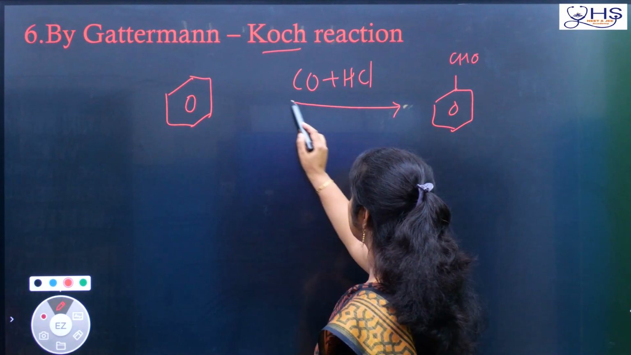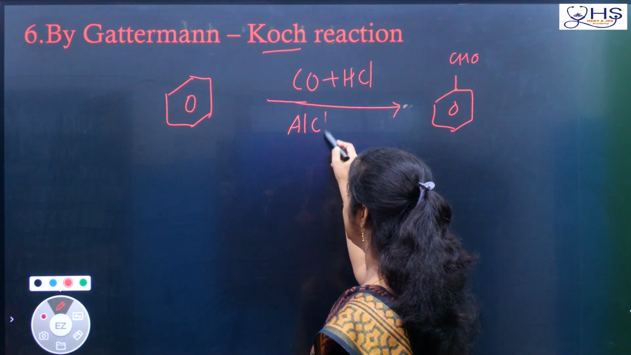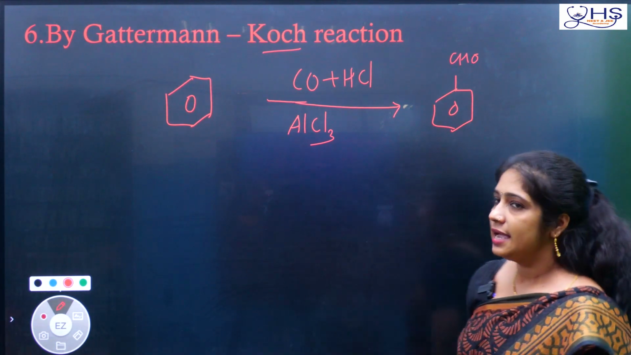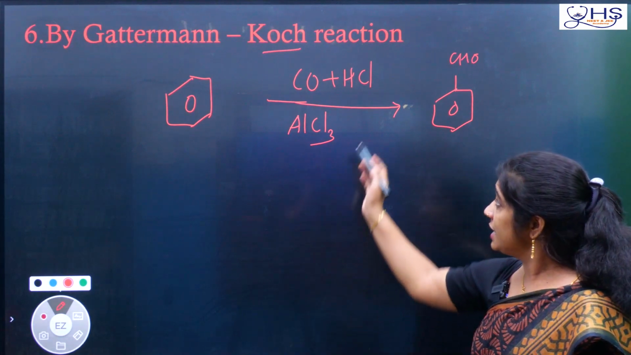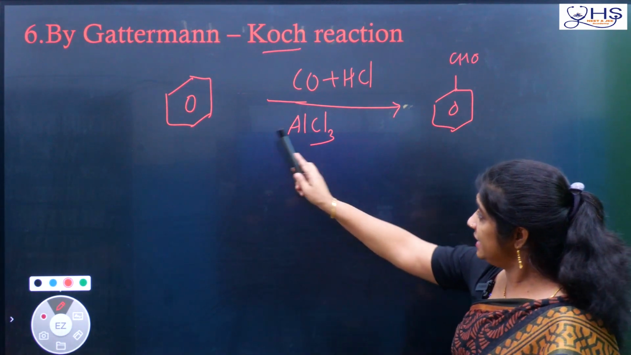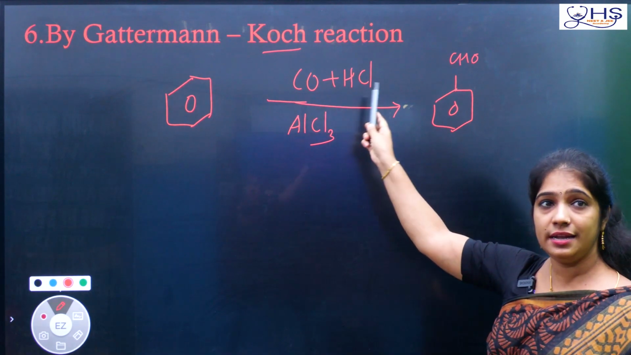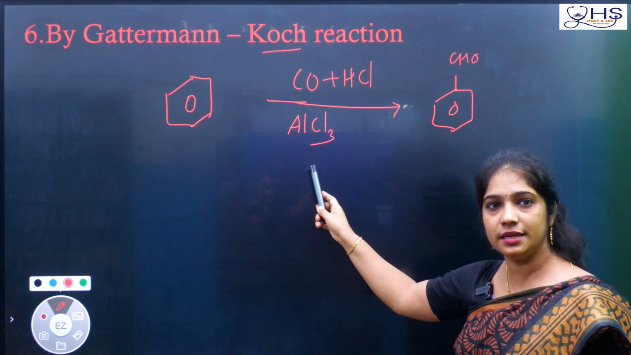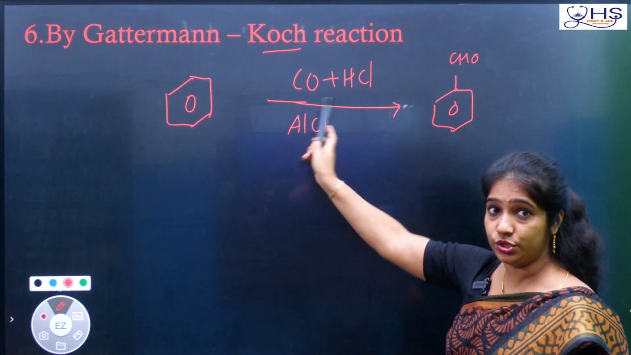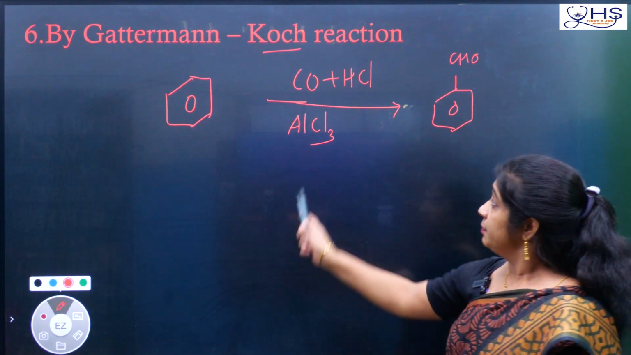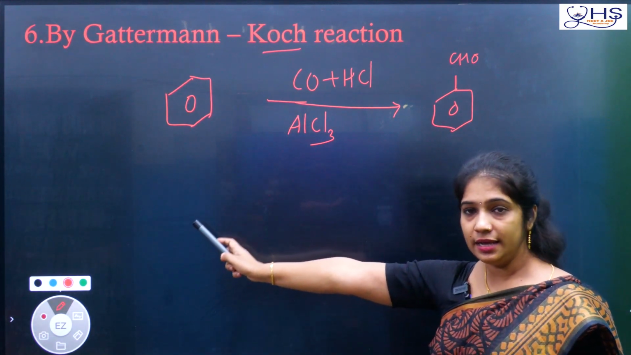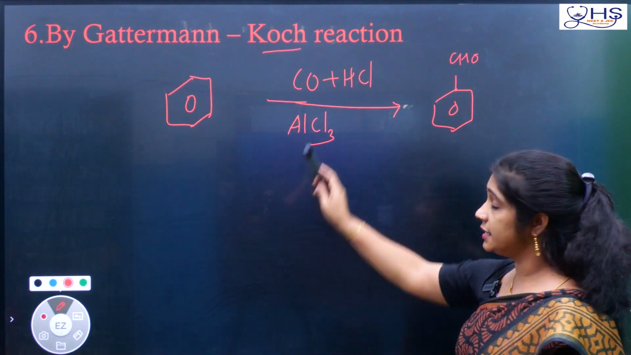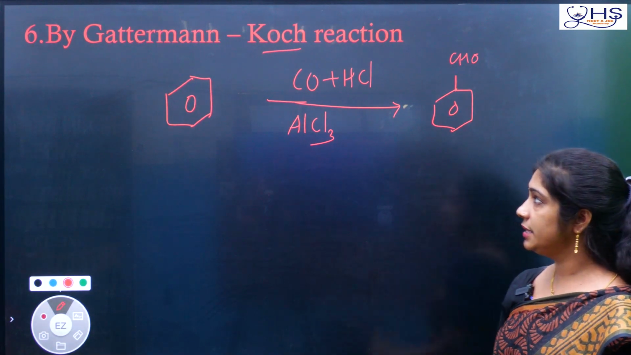What is this? Carbon monoxide and HCl in the presence of catalysts like AlCl3 or CuCl. Copper chloride also you can take, or you can take AlCl3. So what is this reaction? Let's see. Benzene treated with carbon monoxide and HCl to give benzaldehyde in the presence of AlCl3 catalyst is known as the Gattermann-Koch reaction. Am I clear? Preparation of benzaldehyde from benzene by treating it with carbon monoxide and HCl in the presence of AlCl3 as a catalyst is known as the Gattermann-Koch reaction.